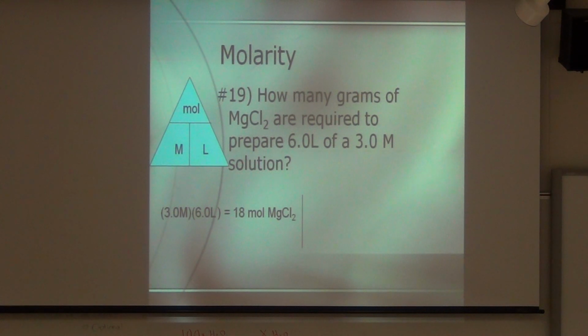And now that we know how many moles we need, we're simply going to convert our moles into grams. There's 95.3 grams for every 1 mole of magnesium chloride. So 18 times 95 gets us about 1,700.